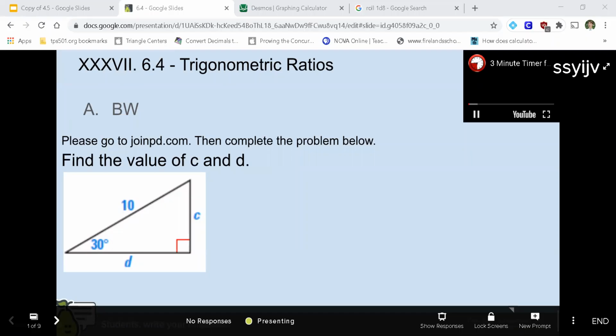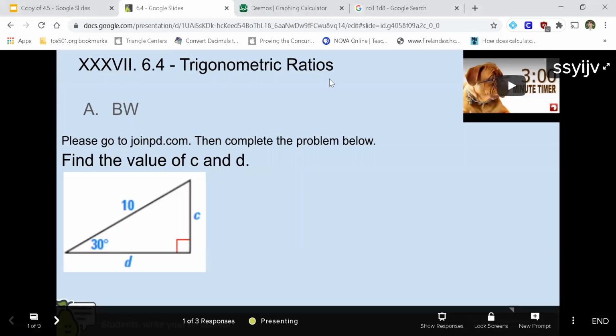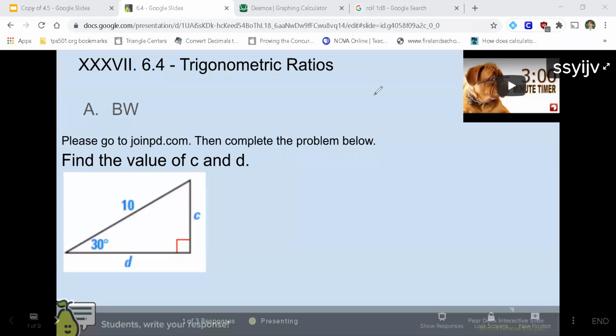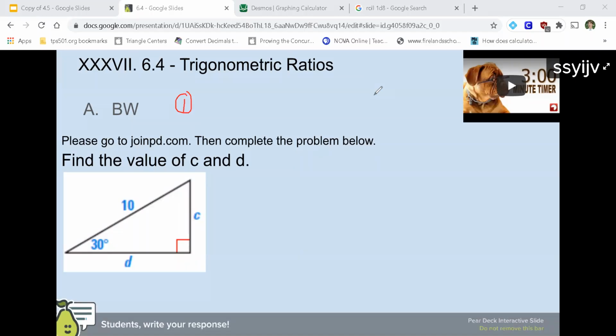Let's go over this. So again, there are 3 steps to solving these problems. The first step is to identify what type of triangle we're talking about. Is this a 30, 60, 90? A 45, 45, 90? Or neither? What do you think? 30, 60, 90.